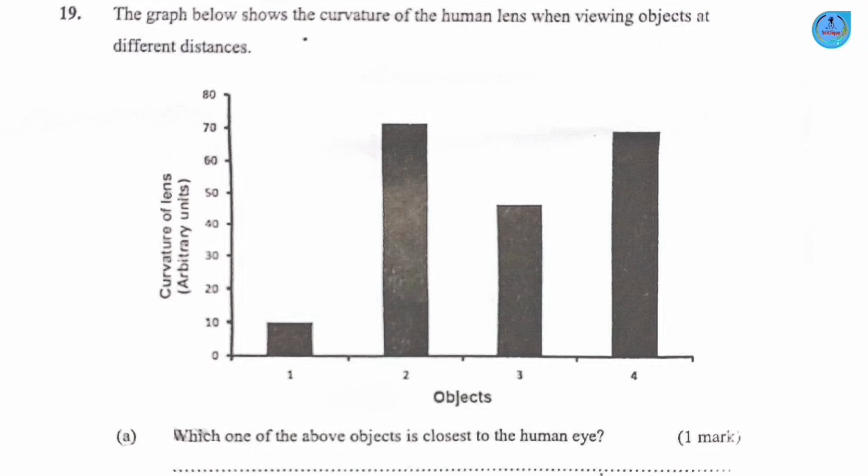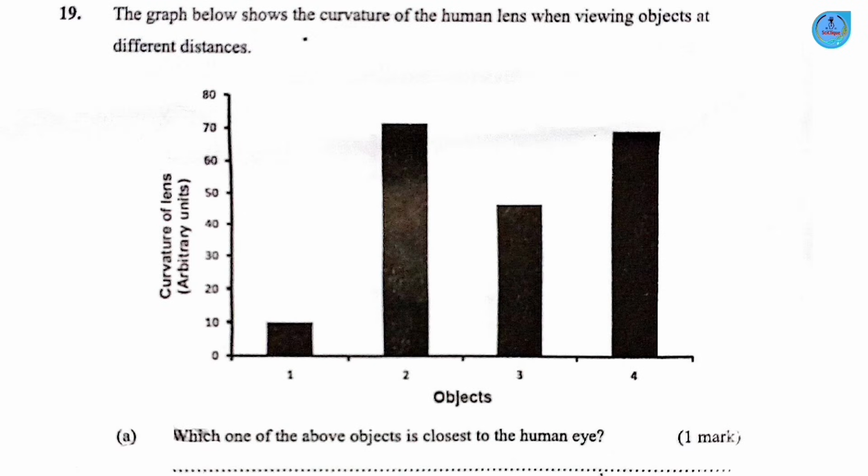Moving on to our next question, the graph below shows the curvature of the human lens when viewing objects at different distances. Okay, let's take a moment, look at the graph, pause the video if you need more time. So over here, we have a bar graph that is related to the curvature of the eye lens. Now, this information is related to a process called accommodation.